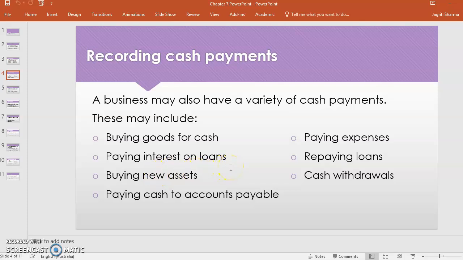So remember one thing, when money is coming into your pocket, it is called the cash inflow and it is called the cash receipts. When the money is going out of your pocket, it's called the cash payments. It's recorded in the cash payments journal. Buying new assets, you're paying money. Paying cash to accounts payable. Accounts payable again, when you're purchasing goods on credit, you're paying the money later on. So accounts payable is your creditors. Paying expenses, repaying loans, cash withdrawals, they are all your cash payments and they go under your cash payments journal.